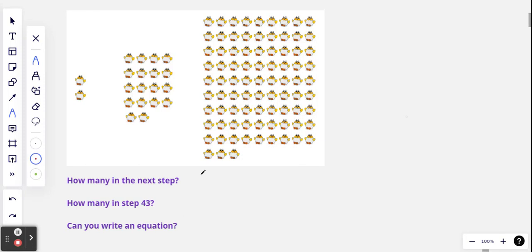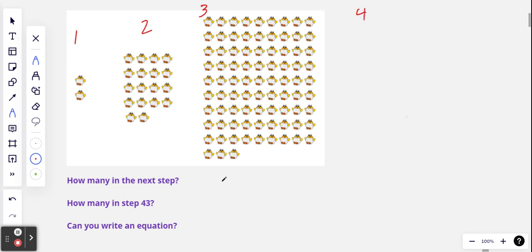Hello everybody and welcome back to another visual pattern challenge. We've got a crazy one today. Here's step 1, here's step 2, here's step 3, and your challenge is to determine how many of these little hatching chicks are going to be in step 4.